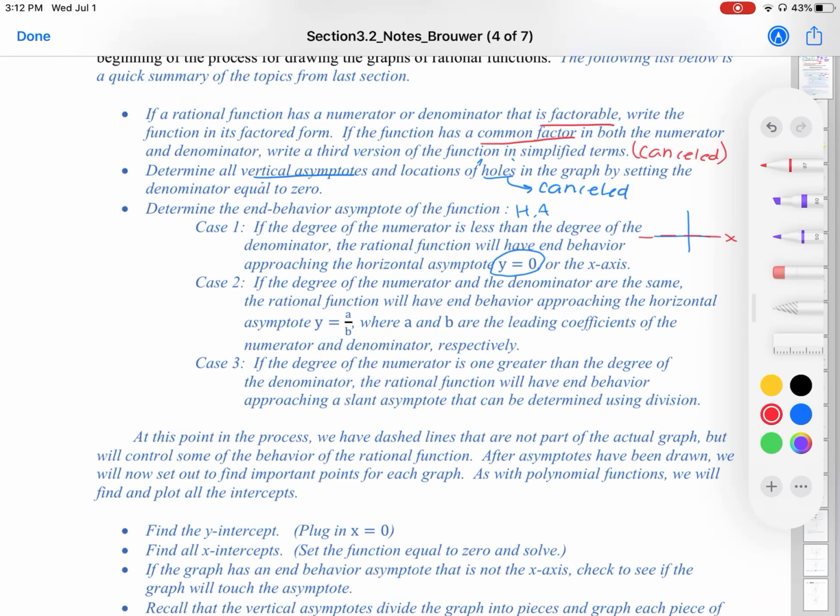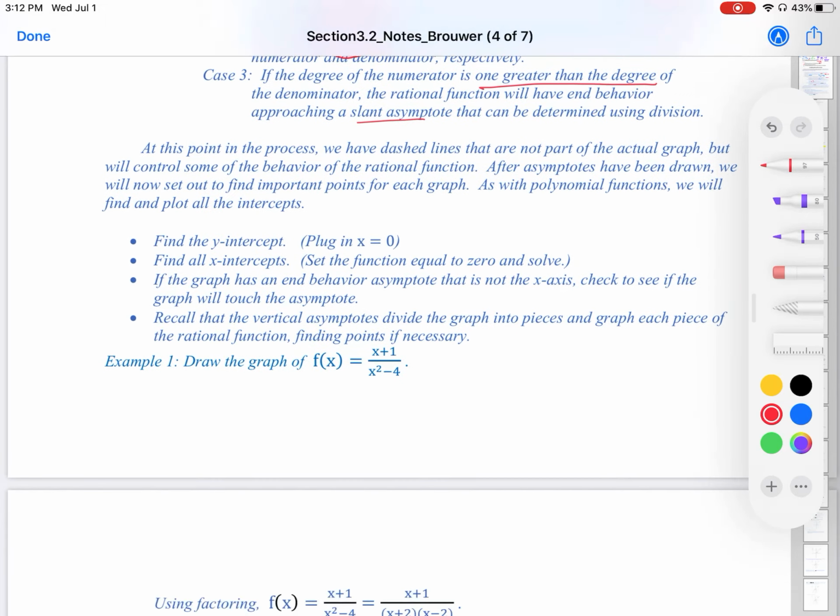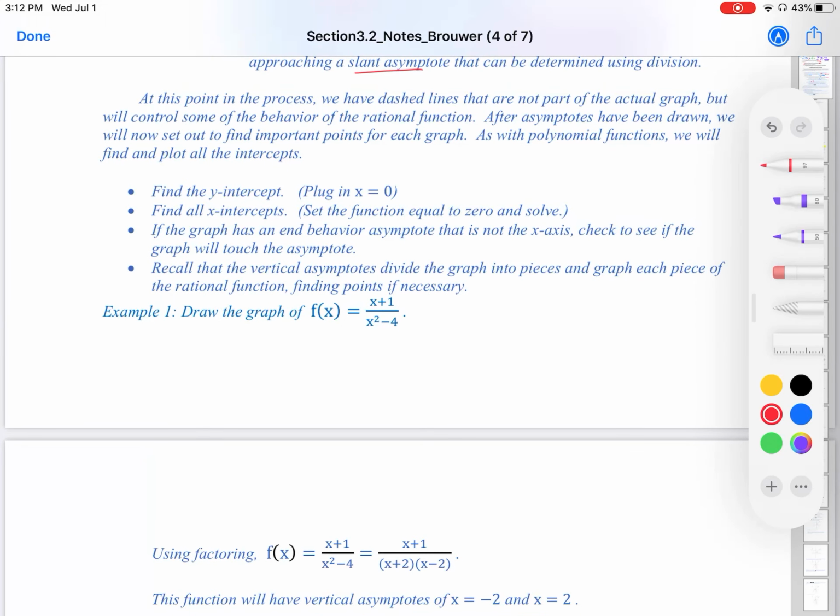2, if the degree of the numerator and denominator are the same, the rational function will have the end behavior of the horizontal asymptote y equals a over b, where a and b are the leading coefficients of the numerator and denominator. 3, the degree of the numerator is 1 greater than the degree of the denominator. The rational function will have end behavior approaching a slant asymptote. And we use long division or synthetic division to find our answer. At this point in the process, we have dashed lines that are not part of the actual graph but will control some of the behavior of the rational function.